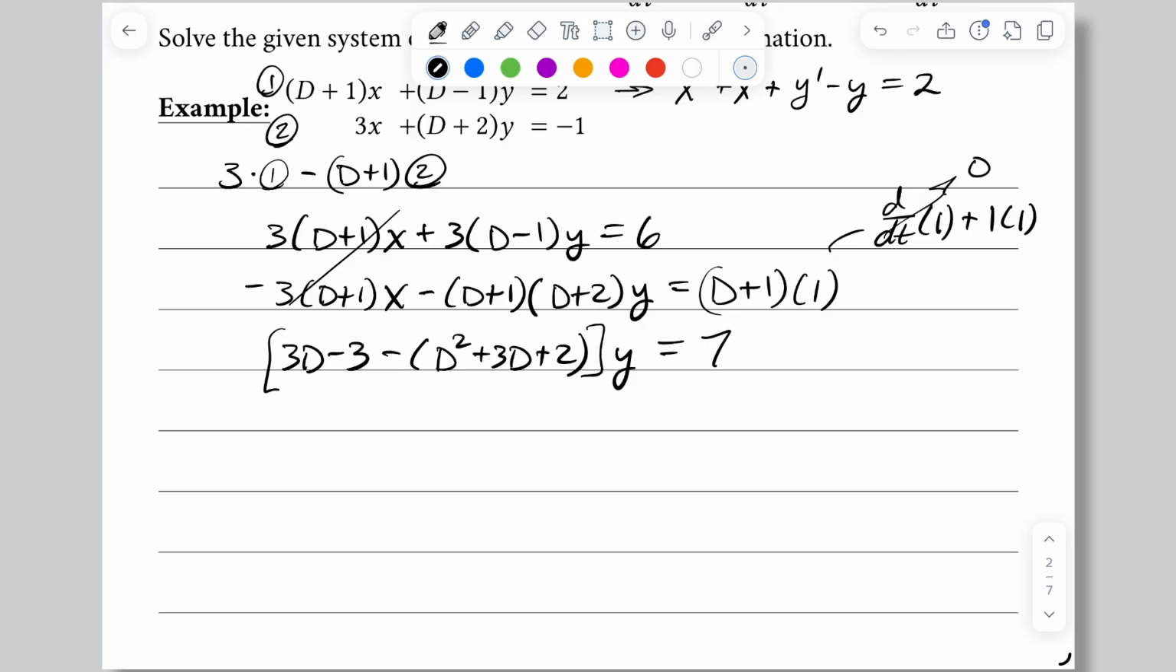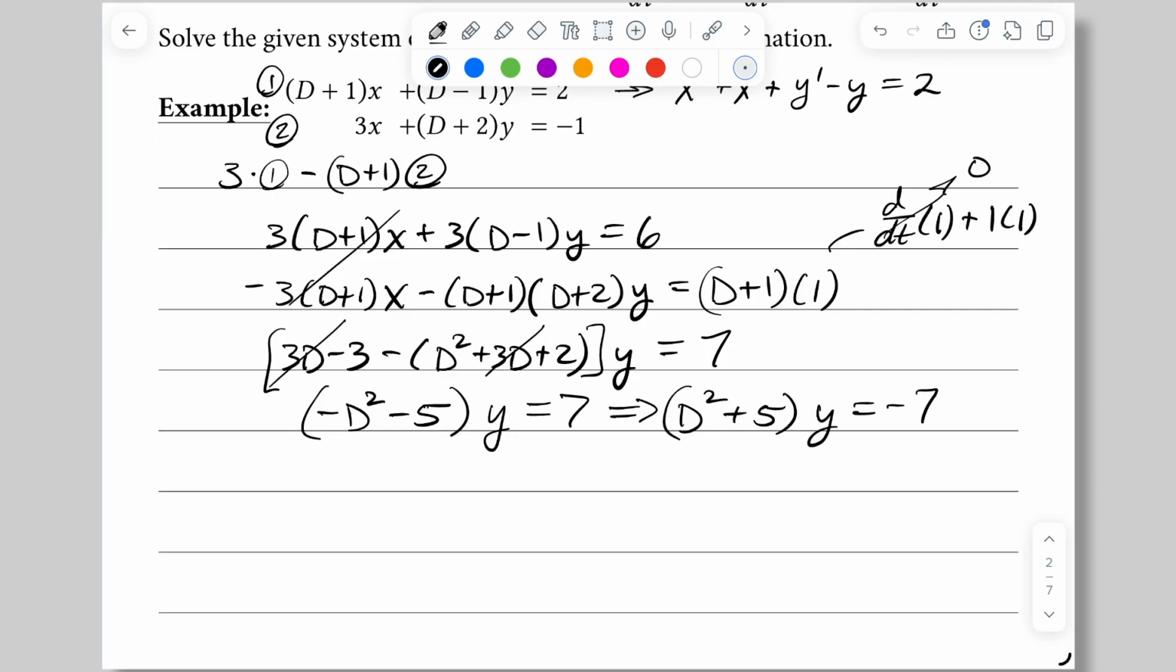If we collect everything in the brackets that's acting on y, we can see that we have a 3D - 3D. Then what's left is going to be -D² - 5, because we're going to distribute the negative that's inside to the 2. So (-D² - 5) acting on y is equal to 7. I'm going to apply the negative to the right-hand side, and we have (D² + 5) acting on y is equal to -7.